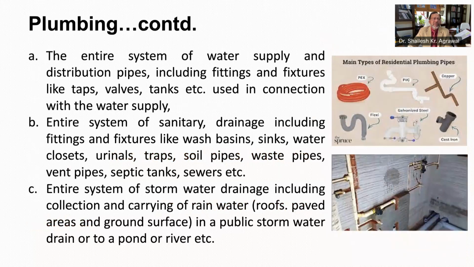The plumbing system broadly includes the following: the entire system of water supply and distribution pipes, including fittings and fixtures like taps, valves, tanks used in connection with water supply; the entire system of sanitary drainage, including fittings and fixtures like wash basins, sinks, water closets, urinals, traps, soil pipes, waste pipes, vent pipes, septic tanks, sewers, etc.; and the entire system of stormwater drainage, including its collection and carrying of rainwater from roofs, paved areas, and ground surface to a public stormwater drain or to a pond or river, etc.